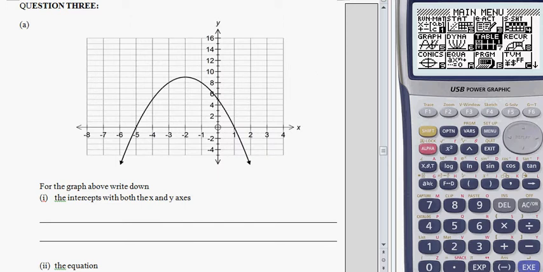2013, question 3. Right, well, first of all I can see that this is clearly a parabola. Parabola, spell it right. And that means it's to do with x squared, a quadratic equation. Needs to model this. Right, write down the intercepts with both the x and y axis.